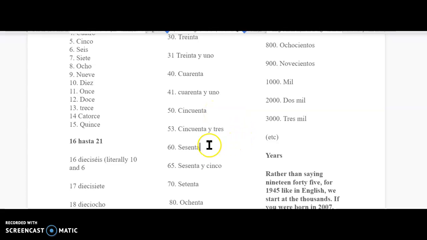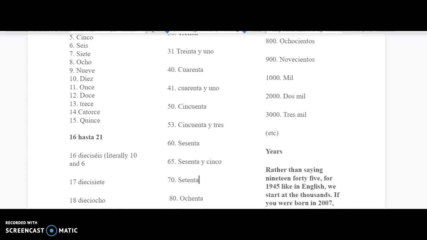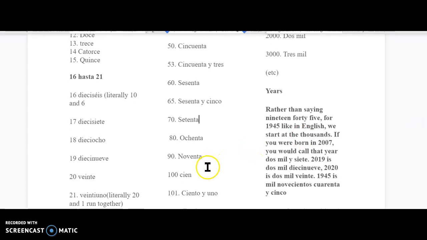50. 60. 70. And you have to listen carefully between that 60 and 70. Then we have 80. 90. And then we get to 100.